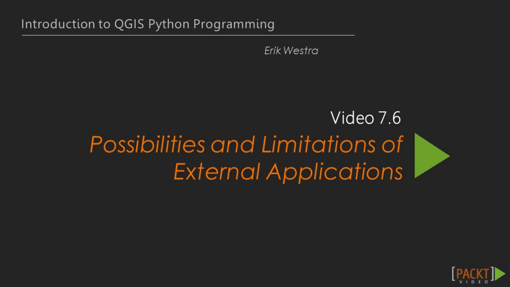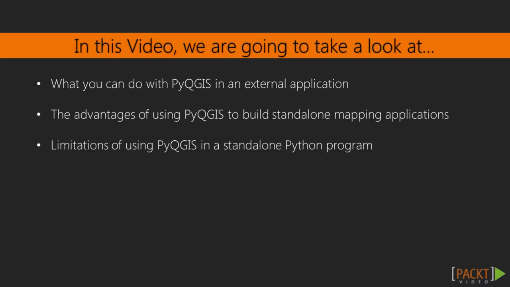In the previous video, we finished implementing a standalone mapping application called LEX. In this video, we will review the possibilities and limitations of developing standalone mapping applications using QGIS. We'll look at the types of things you can achieve using QGIS within an external Python program. We'll look at the advantages of developing mapping applications in this way, and we'll finish by examining the main limitations and challenges you might encounter when you use QGIS in a standalone Python program.